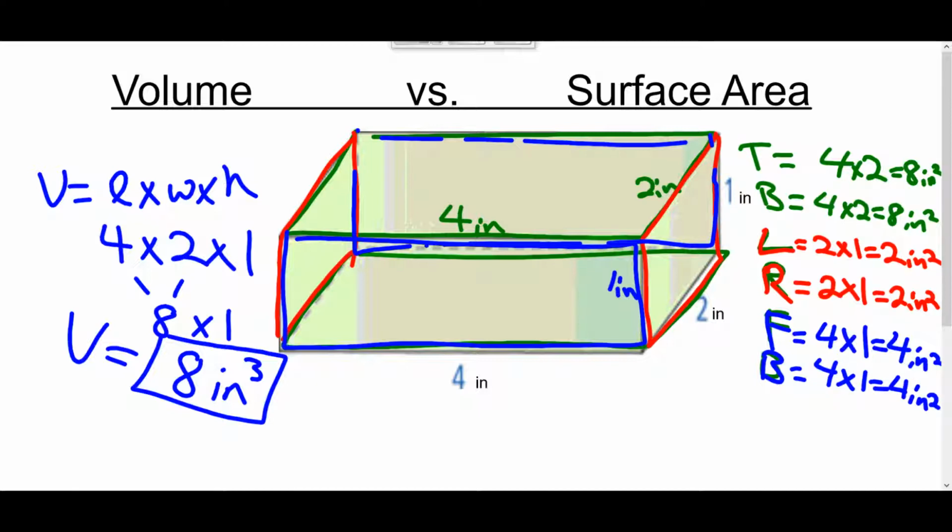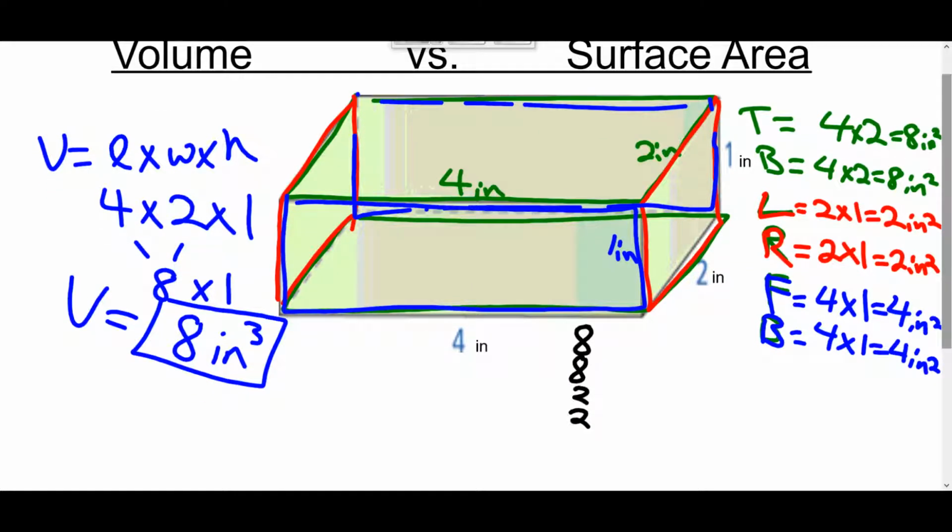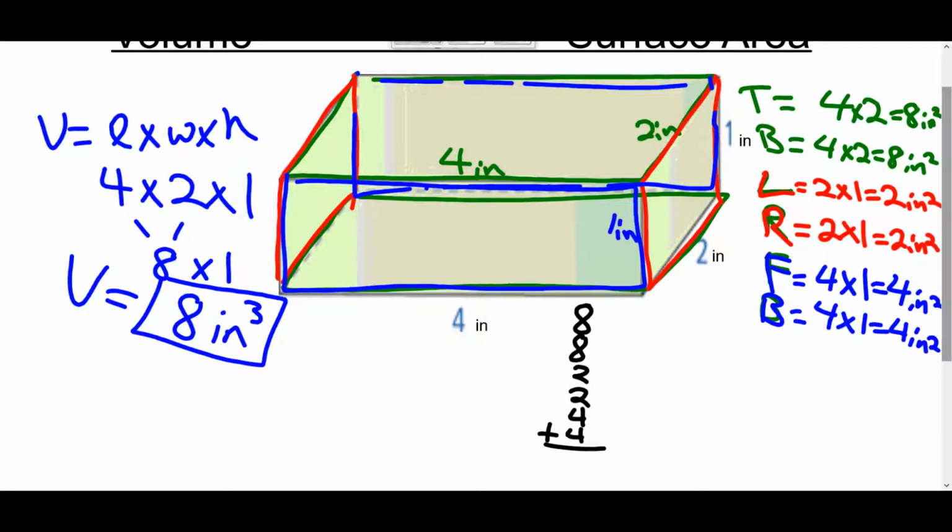Then what do we need to do? We need to add all these numbers up. We got 8, 8, 2, and 2. And if I can move it down here, 4 and 4. I'm going to add them all together. 8 and 2 make 10, another 8 and 2 make another 10, so that's 20. 4 and 4 make 8, so 28 inches squared. So our surface area equals 28 inches squared. Again, notice the difference. Volume is to the third power, surface area is to the second power.